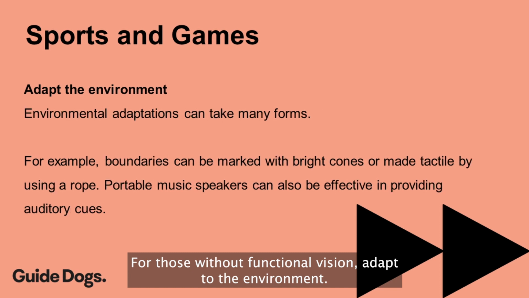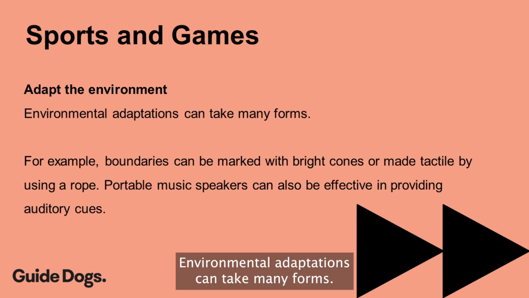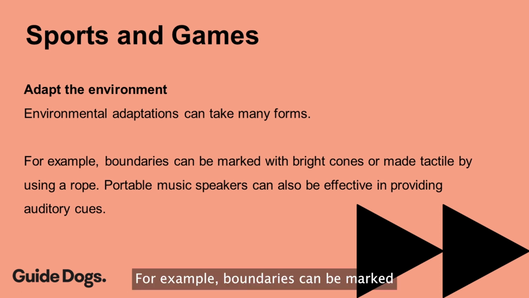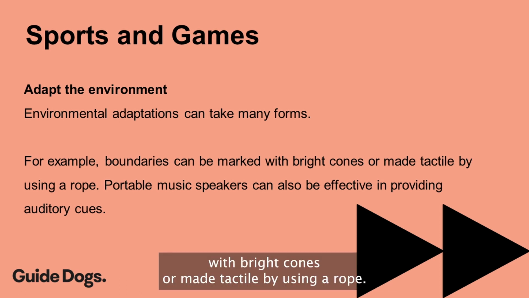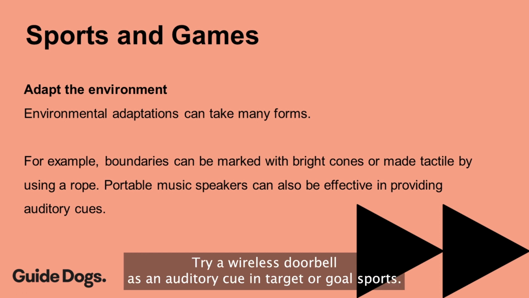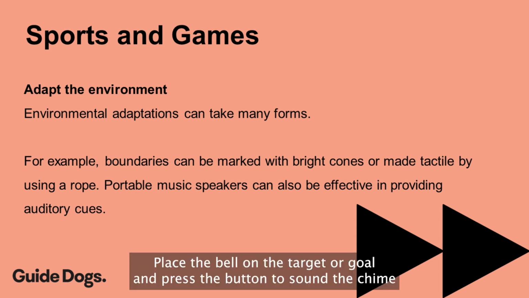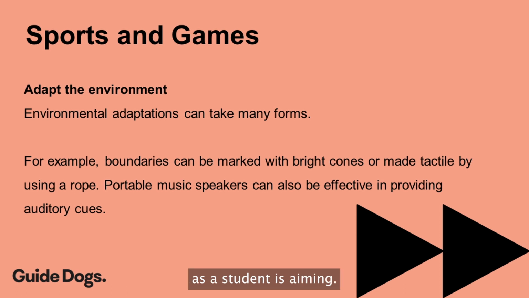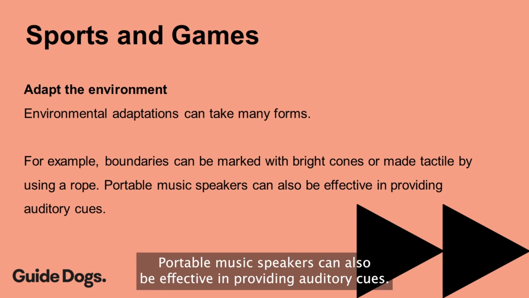Adapt the environment. Environmental adaptations can take many forms. For example, boundaries can be marked with bright cones or made tactile by using a rope. Try a wireless doorbell as an auditory cue in target or goal sports. Place the bell on the target or goal and press the button to sound the chime as a student is aiming. Portable music speakers can also be effective in providing auditory cues.